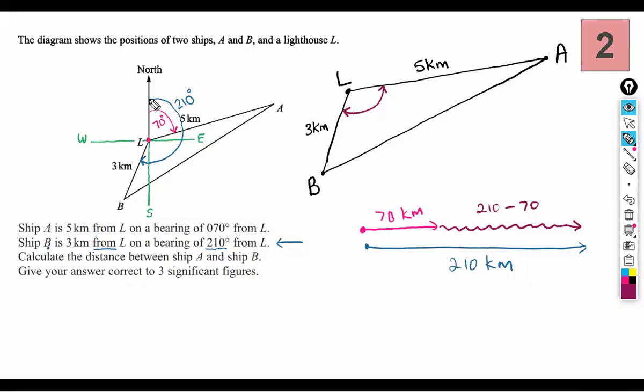Look at it. From this north line all the way to the 3 kilometers is 210. And then from the same north line to only the 5 kilometers, which is not the whole race, is only 70. The piece inside the triangle is the remainder of the race. So shouldn't it be 210 minus 70? So I have a feeling the inside portion is 140. So this angle here is 140.